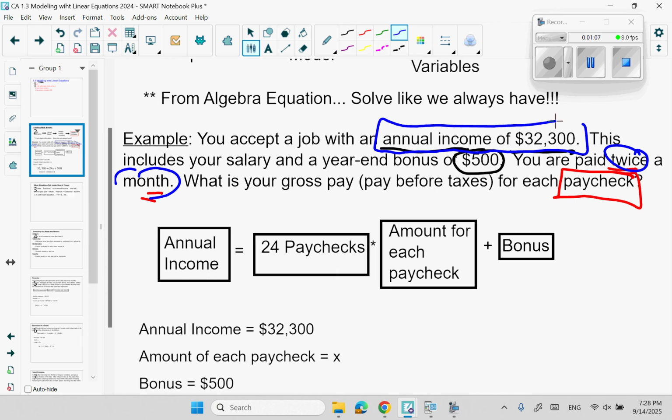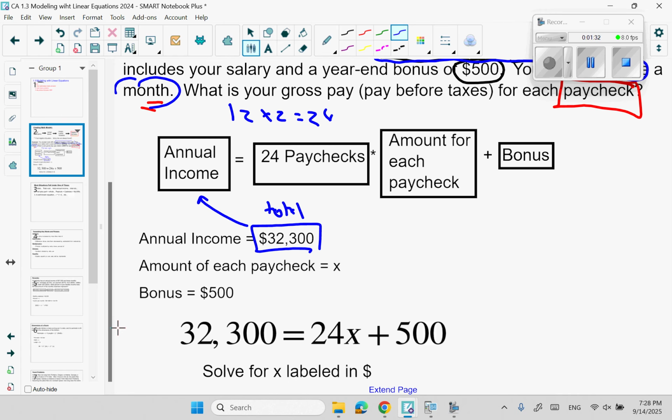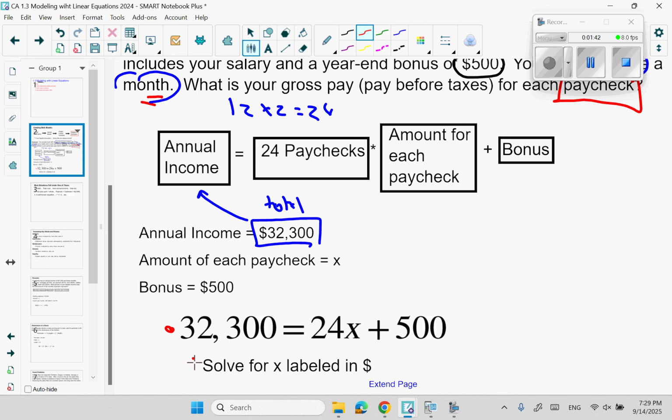So the first thing I would do is recognize that my annual income has got to be the total. So I'd put it right there on the left. 24 paychecks because of course there's 12 months times two payments gives me the 24 paychecks times whatever amount I would get per paycheck plus my bonus. So this turns into sort of a linear equation of 32,300 equals 24x plus 500. From there, now that I have a normal equation, I can just solve for x. So that's kind of the big thing.